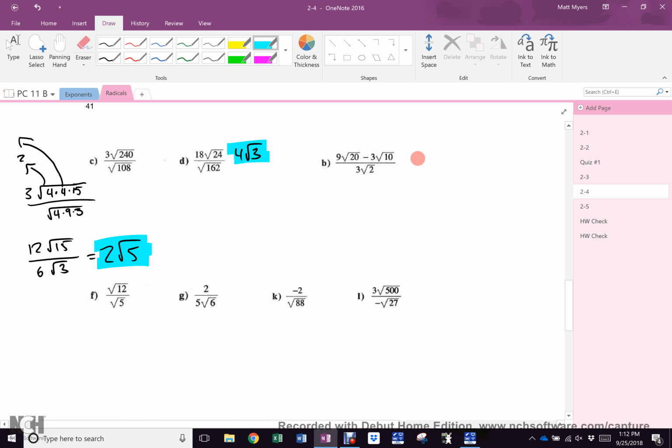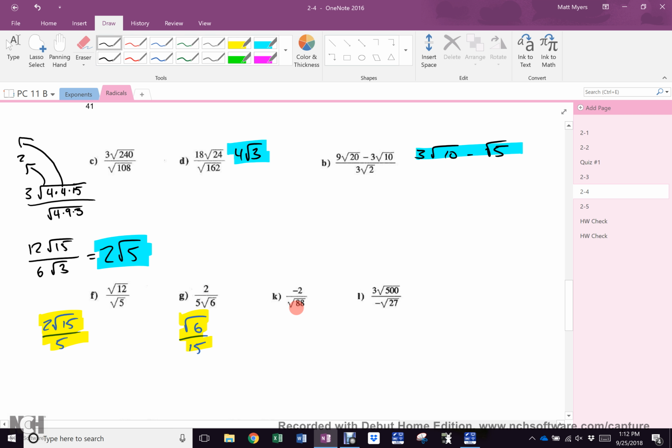B. 3 root 10 minus root 5. F. 2 root 15 over 5. G. Root 6 over 15.